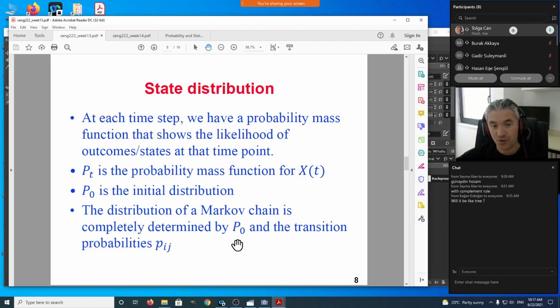And the entire distribution of the Markov chain, if you have a homogeneous Markov chain, if you know the one-step transition probabilities, and if you know P0, you can answer any question at any time point. Those are the only two things that you need for a homogeneous Markov chain: what is the initial state distribution, and what are the one-step transition probabilities. So given Pij and the initial state distribution, you can answer any question about any time point. The entire distribution of the Markov chain is determined with these two things.